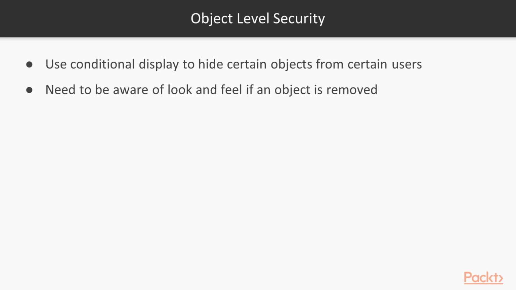Object level security. We can use conditional display to hide certain objects from certain users. Similar to the previous one, but this would hide the whole object. And again, need to be aware of look and feel. What does that screen look like if that report or that chart isn't there?